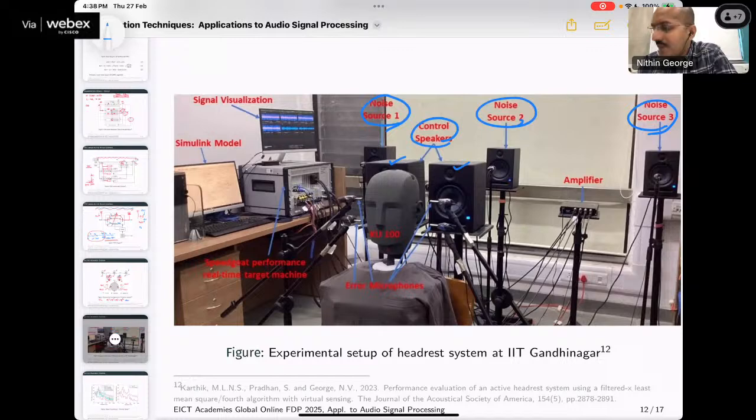This dummy is a microphone actually. This is a dummy head, and inside the head there are mics. So it is as if you can measure what you are hearing. There is a mic inside the ear. Then I have error microphones. These are microphones which are placed near the ear of the listener. So all of this, the control speaker and the error microphone, can be integrated into your headrest. So the headrest system is not just a headrest, it contains the speaker and the microphone setup.